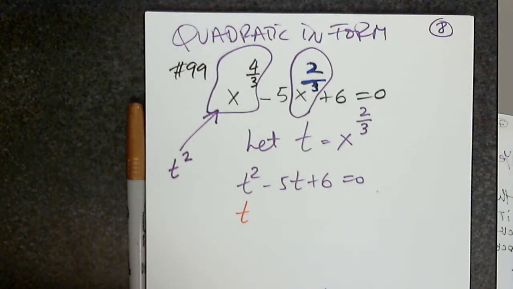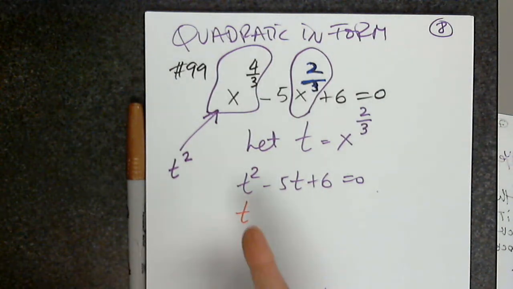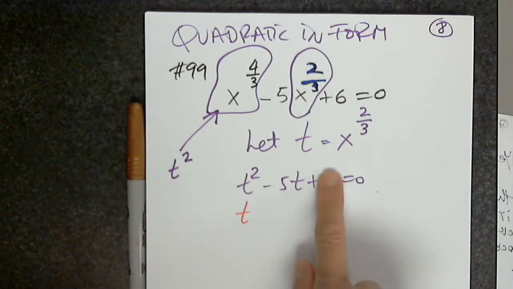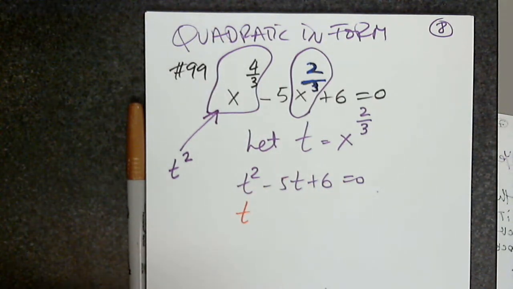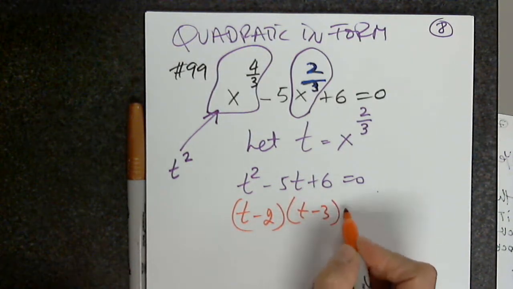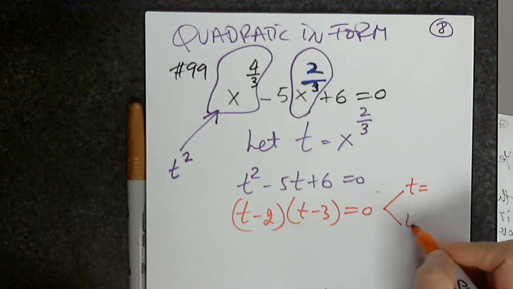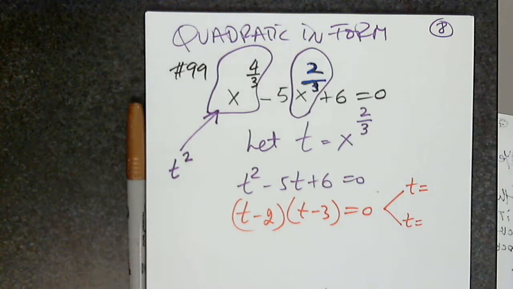Multiply t times 6. There is no need for that long procedure because the leading coefficient is 1. So this is the product, this is the sum: negative 2, negative 3. Equal symbol and 0. Good. So then I have two options for t. What are the options for t?